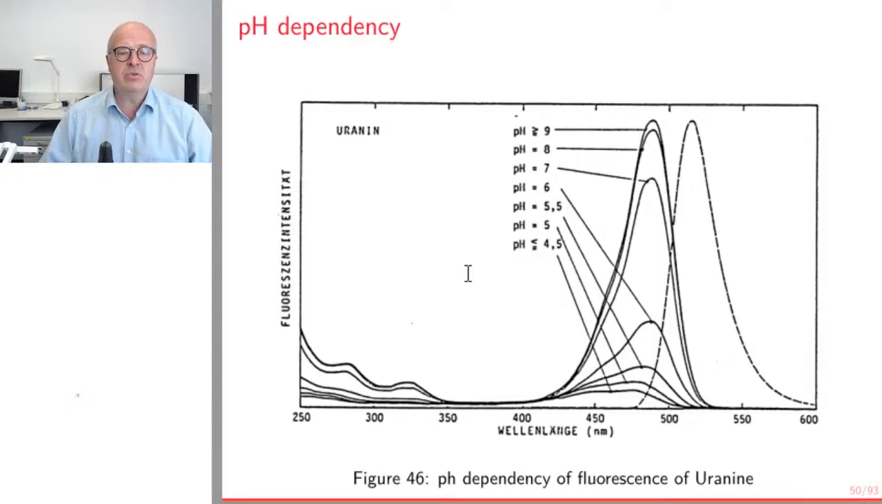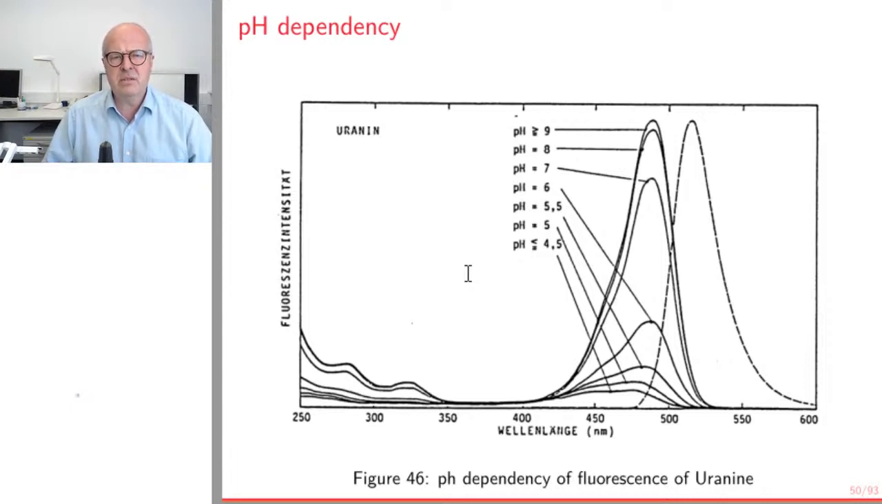Now, the pH dependency of uranine is shown here, and you see two problems. The first problem is that the fluorescence decreases. You see here that at pH 9 you have the highest intensity, and at higher pH the intensity goes down further and further. And the second problem is that you get a slight shift in the excitation wavelength, which is also bad, because you expect the excitation at a certain wavelength and it's slightly shifted. So you should measure at a pH of 8 or more.